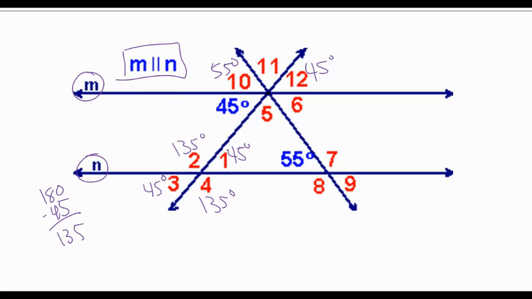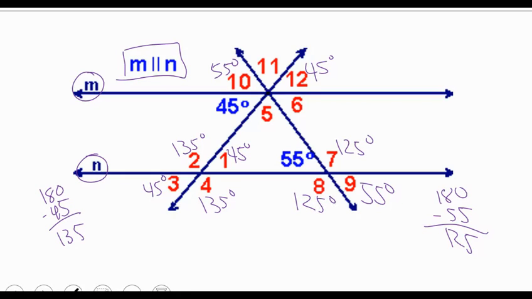Then I can continue in the bottom right here. If this angle is 55 degrees, angle 9 is also going to be 55 degrees because they're vertical angles. They're across from each other. And then if I know those two, I can figure out 7 and 8 because, again, the 55-degree angle and angle 7 are on a straight line. So 180 minus 55, I do that math, I get 125. So angle 7 has to be 125 degrees, and that means angle 8 is also 125 degrees.